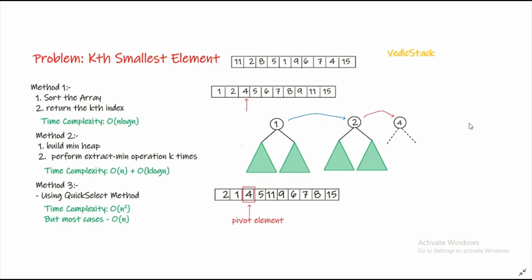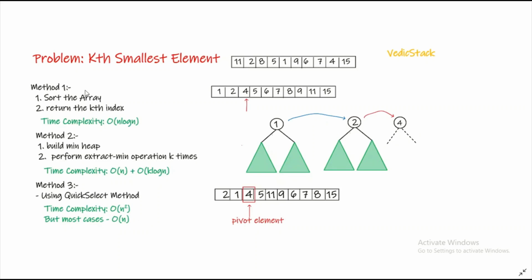For example, if the array is sorted, then the first element is always going to be the first smallest and the second element is going to be the second smallest. Similarly, if we are asked the kth smallest element, we will return the kth index. That's it. The time complexity is going to be order of n log n, because merge sort uses order of n log n. That is one of the best methods to sort the array. And to return the kth index, it takes only an order of 1 constant time operation. So that is about method 1.